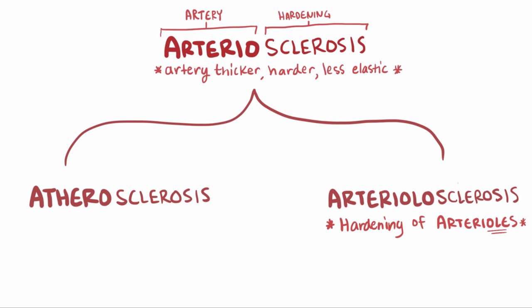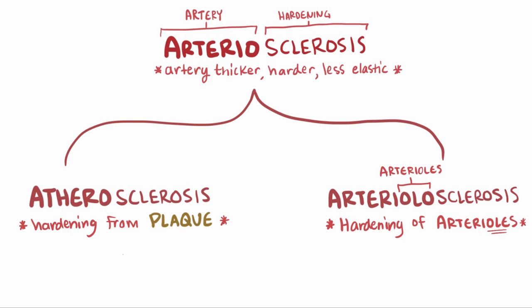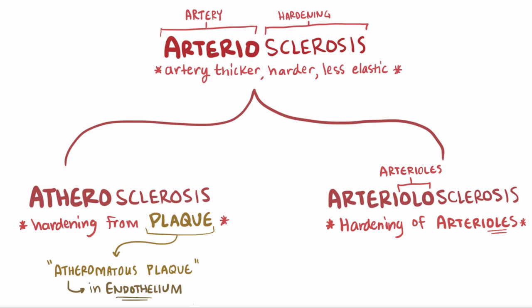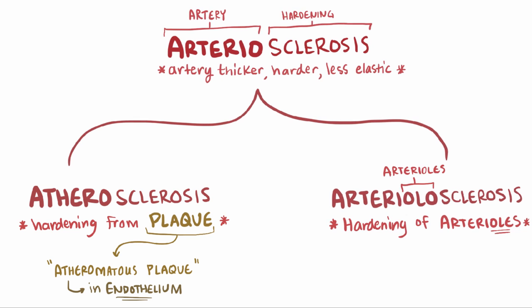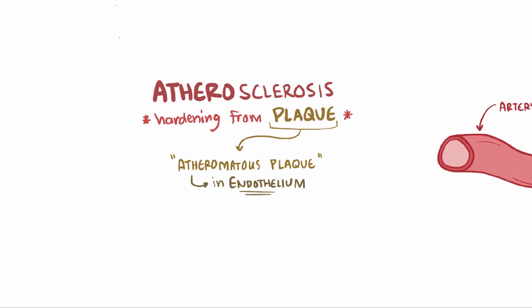Now, the word arteriolosclerosis is any sort of hardening of small arteries and arterioles. This is also pretty easy to remember since the olo in the middle of the word indicates small arterioles. And then finally, atherosclerosis is the hardening of any artery, even though it's usually medium to large sized arteries, which is caused by the buildup of plaque. These plaques are called atheromatous plaques and happen in the innermost wall of the blood vessel, called the tunica intima or endothelium. Okay, now that we've differentiated between all three of these words, let's first take a look at atherosclerosis.